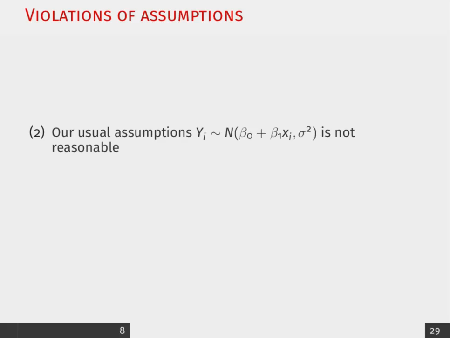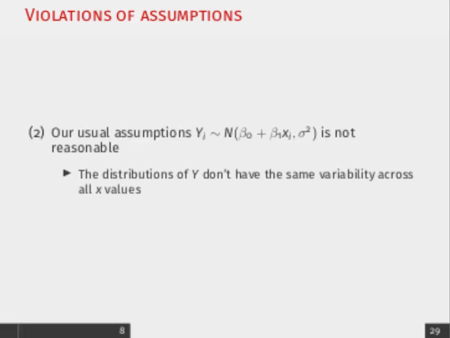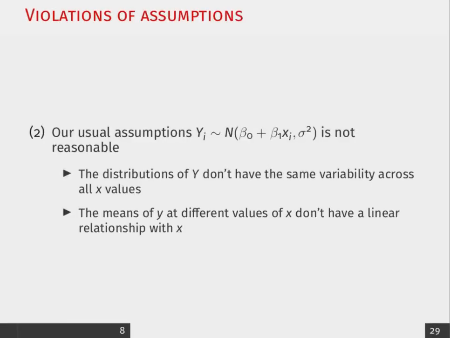The second assumption that's going to be violated is that our assumption of the normality of those errors is not reasonable, just like I stated that we'd find in that figure 2. So the distributions of y's are not going to be the same, right? They're not going to have the same variability across different values of x. And so that means that y at different values of x is going to have a non-linear relationship with y. And that is very problematic, right? Because that's a central assumption of OLS.